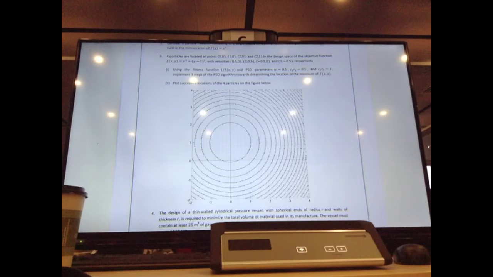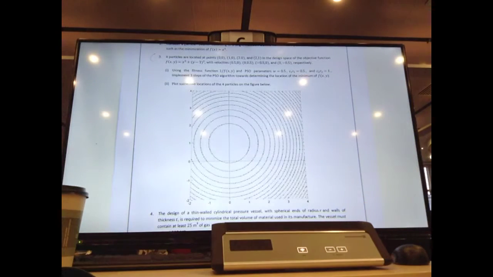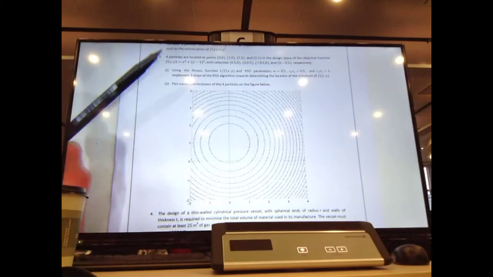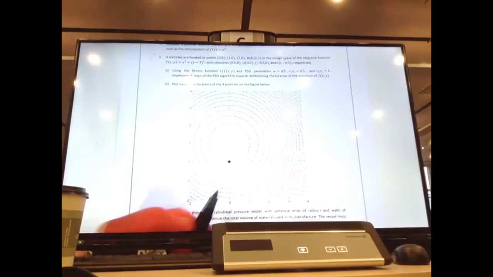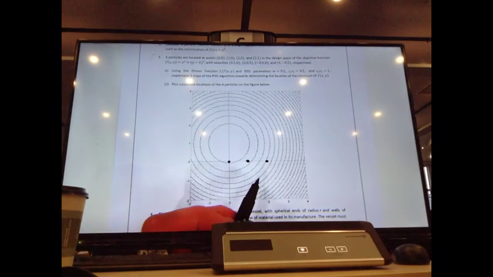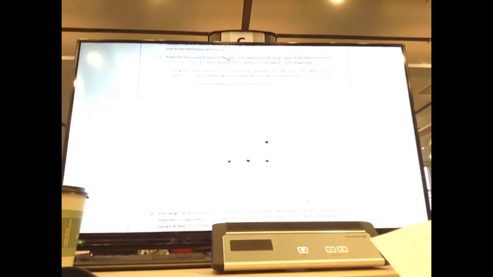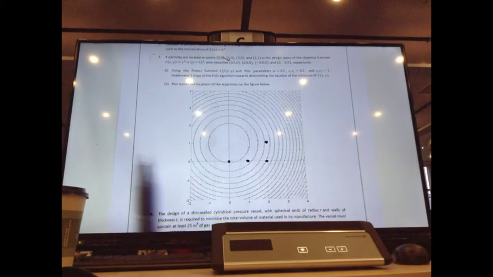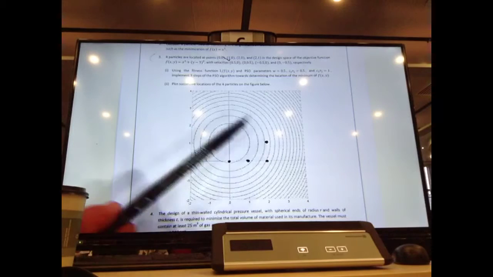So this is a question on particle swarm optimization, and just looking at question 3 here. We're given some information about particles, and we're told that there are 4 particles located at 0, 0; 1, 0; 2, 0; and 2, 1. And you're given a picture. So we've got a particle at 0, 0, a particle at 1, 0, a particle at 2, 0, and a particle at 2, 1, which is about there. So that's our 4 particles, and they're sitting in the design space of this objective function. I think you can appreciate that's a set of concentric circles as denoted by the picture.